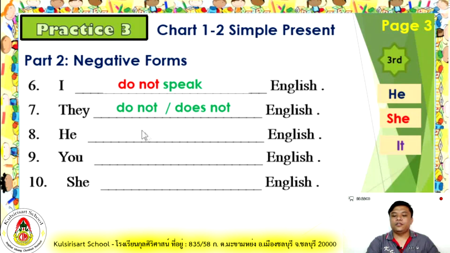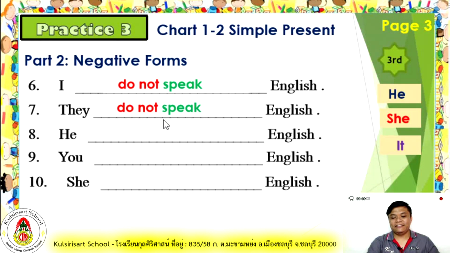Okay? Do not and does not. They. This is a plural, right? Plural. So, do not. They don't. Instead of saying they do not, they don't. They don't speak English.